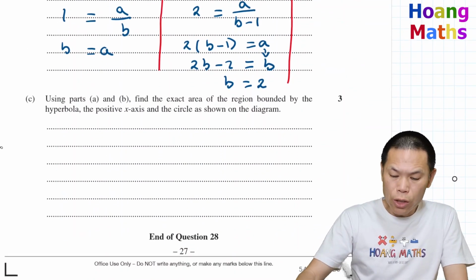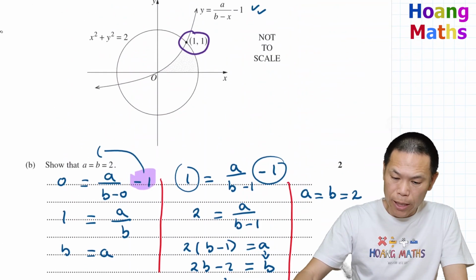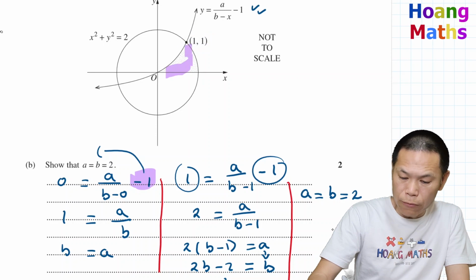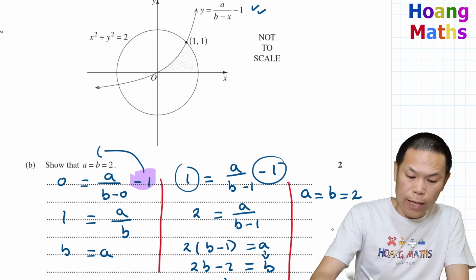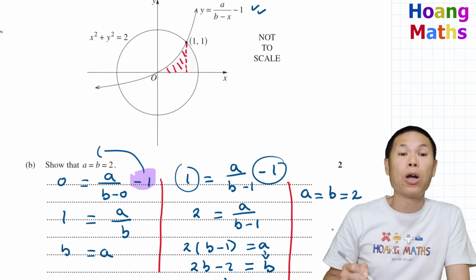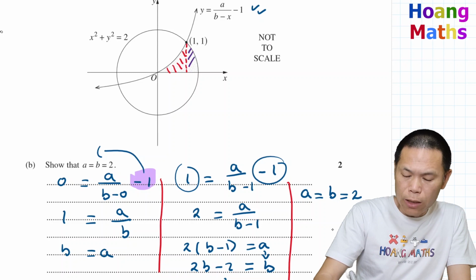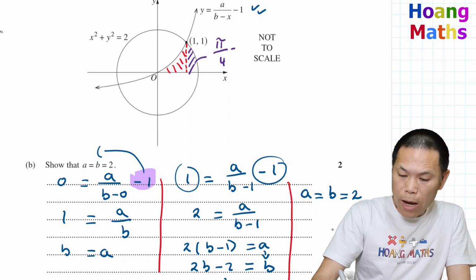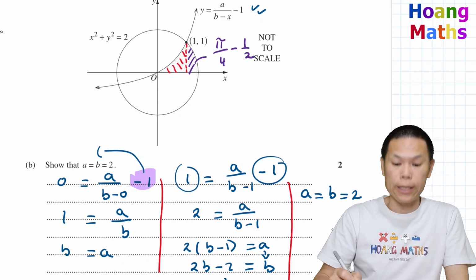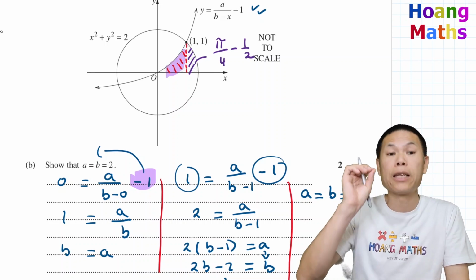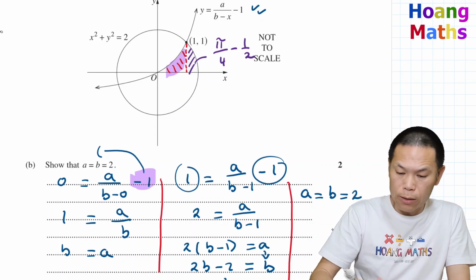Part C. So we need to find the shaded area. So that means this area here. To work out this area, we need to find the area underneath this hyperbola. And this area here, we already found in part A, so pi over 4 minus a half. So don't forget, we just need to work out this area here, and then we just add pi over 4 minus a half.